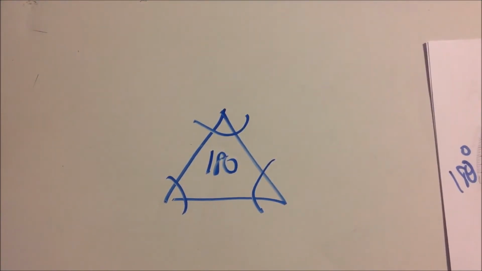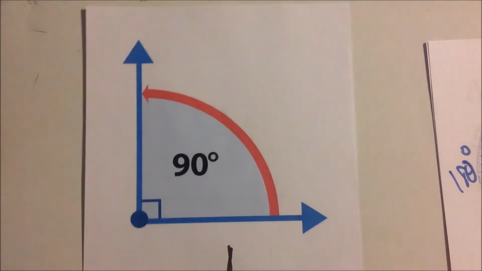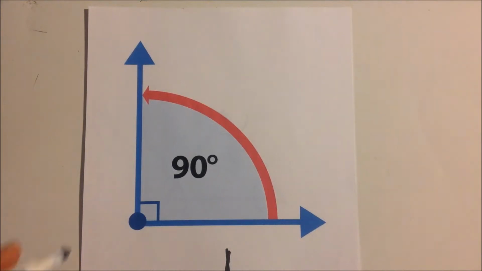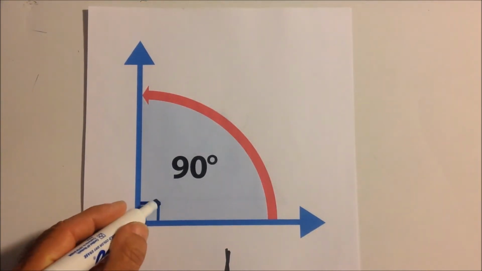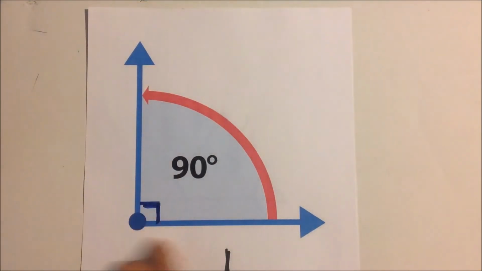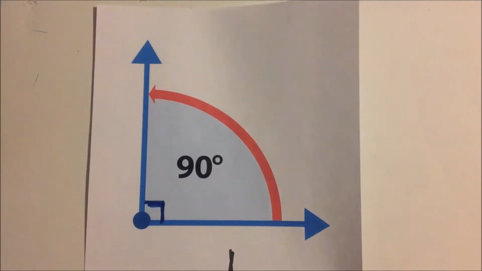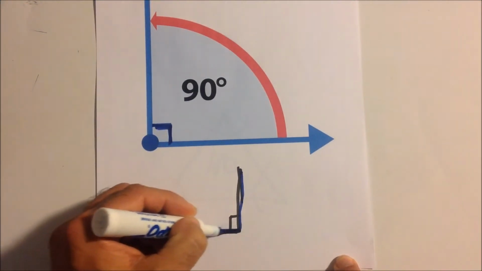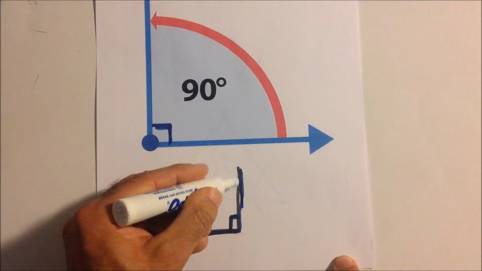So let's look at our first triangle. It's called a right triangle, and it's 90 degrees. Notice it has that little box right here. That represents that it's 90 degrees. So it looks like an L. Now it doesn't have to be that way. It can also be this way. As long as it has that little box, we know it's 90 degrees.